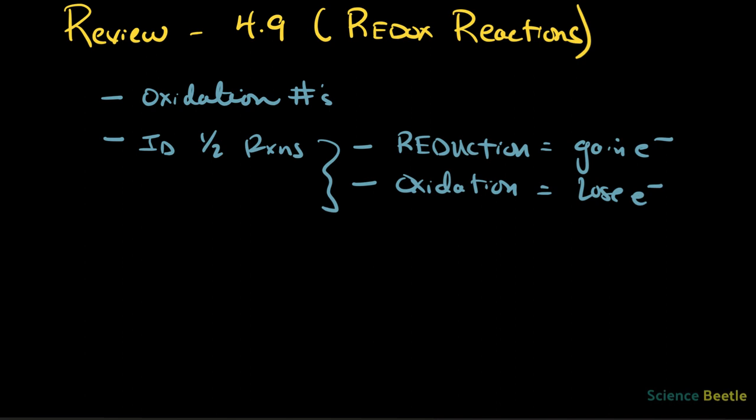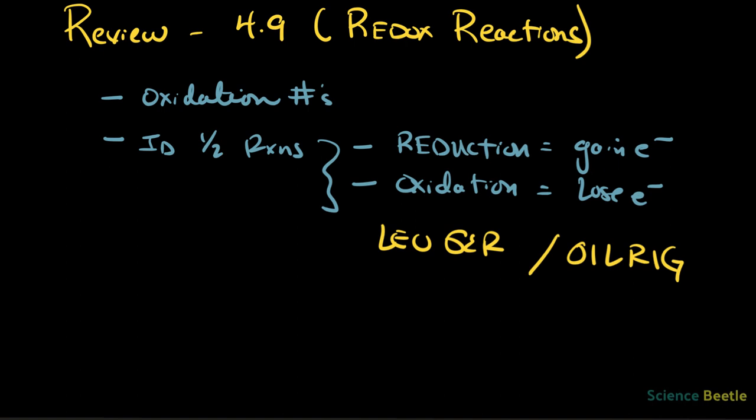There were a couple of acronyms, whether you want to use them or not. There was one called LEO goes GER, and then the other one was going to be the oil rig. And so either one here, this is what you want to be able to use. The LEO GER is lose electrons is oxidation, gain electrons is reduction, and then on the other side for the oil rig, oxidation is loss of electrons and reduction is the gain of electrons. Either way, you just kind of play with it, figure out which one you prefer, and go from there.